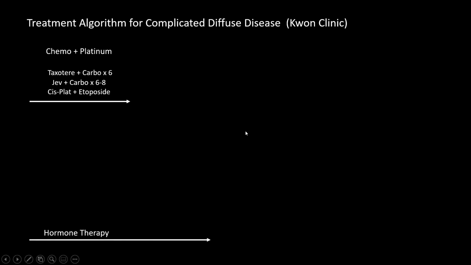If you have any of the bad features that I talked about that make it complicated, like diffuse disease, our thinking almost immediately starts to shift. We start thinking about some form of chemotherapy that has platinum as a component of treatment. So Taxotere plus carboplatinum times 6 cycles, Jevtana plus carboplatinum times 6 to 8 cycles, sometimes even cisplatinum with etoposide for anywhere from 6 to 8 cycles of treatment. And of course, these patients stay on hormone therapy.